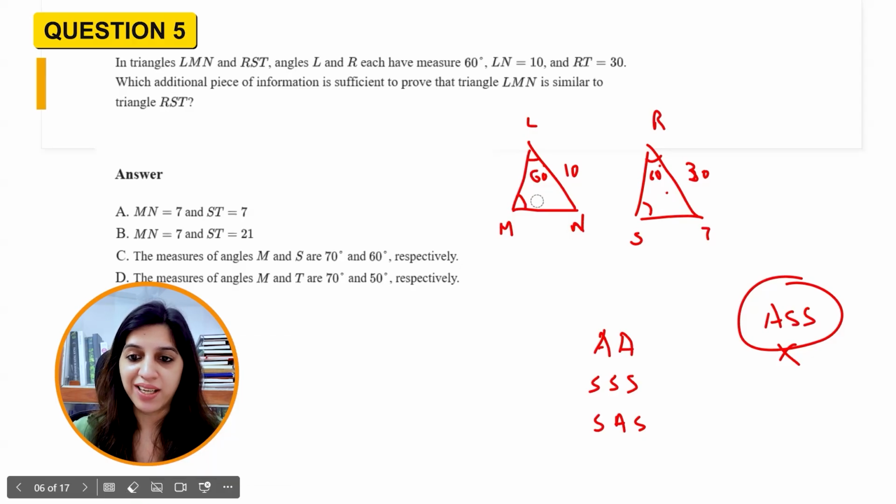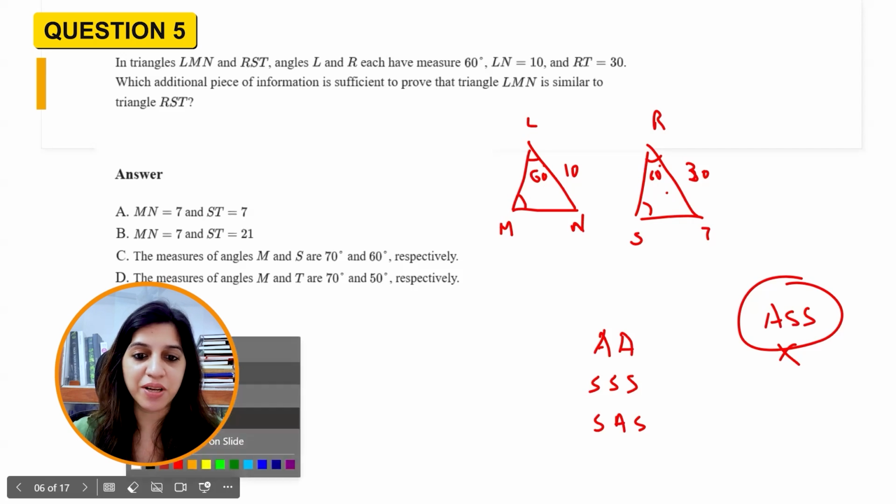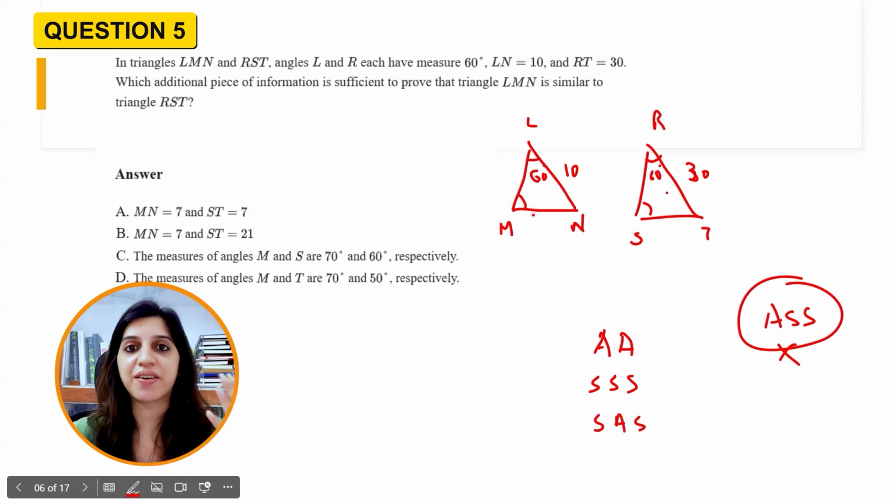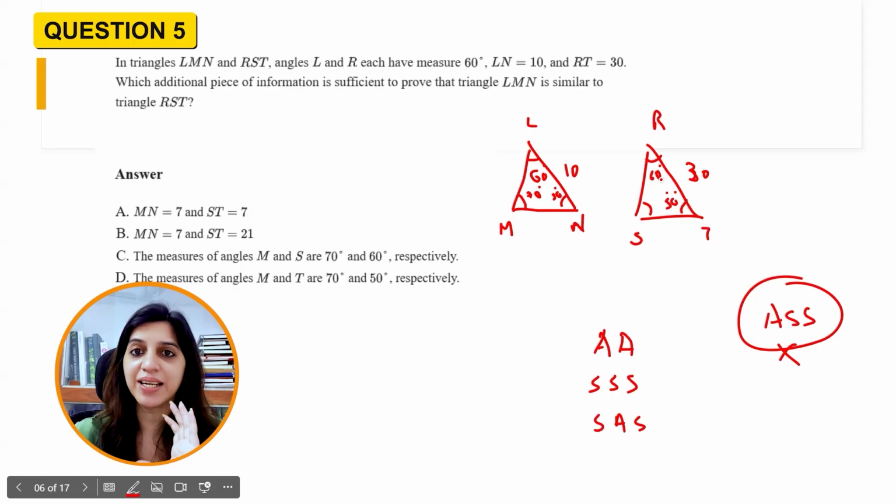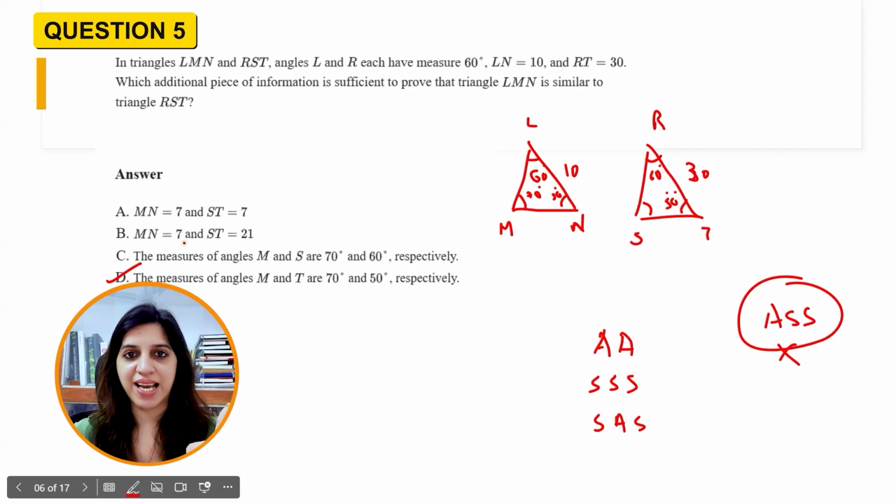It's my last hope. So the last option says that the measure of angle M and P are 70 and 50. Okay, so they're saying this becomes 70 and this becomes 50. I think this might work because if this becomes 70, then angle N becomes 50. If this becomes 50, this becomes 70, and then all angles of triangle LMN become equal to triangle RST. I can use AA similarity and I can say they are all similar. The triangles are similar. So correct option is option B. Yes.